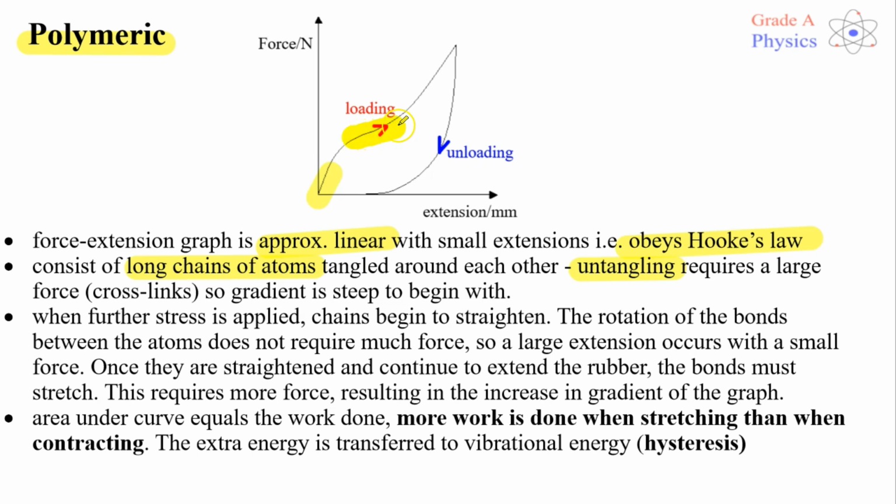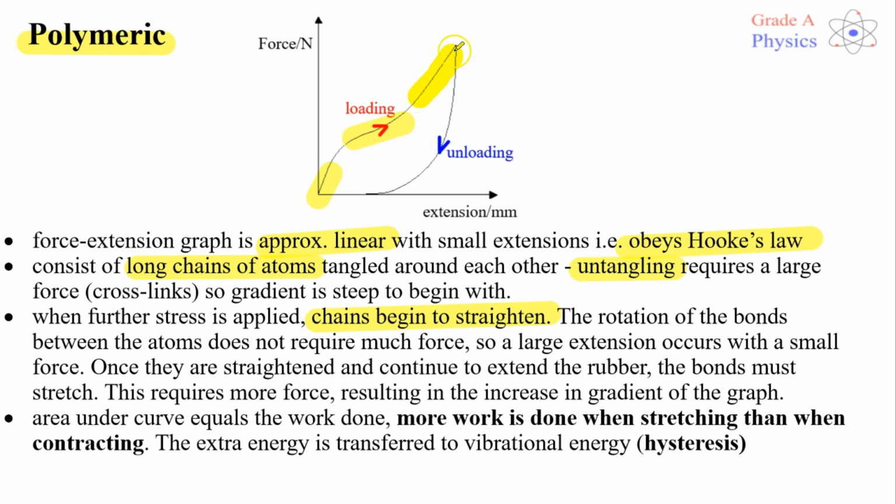So we have this midsection here which flattens out a little bit. We've got a lower gradient, which means a lower stiffness or a lower spring constant at this point. Because at this point, we're just unraveling the chains or straightening the chains. That's relatively easy to do, so we have a lower gradient.